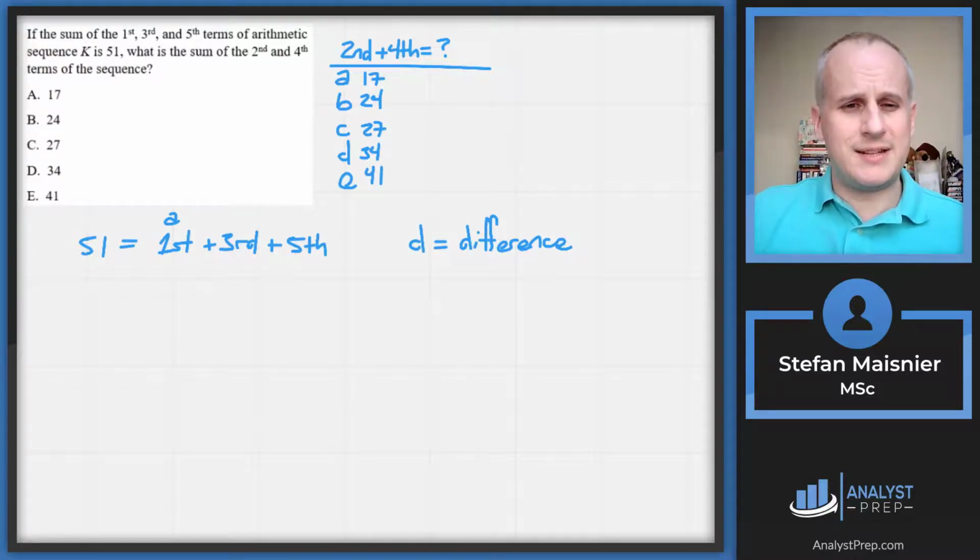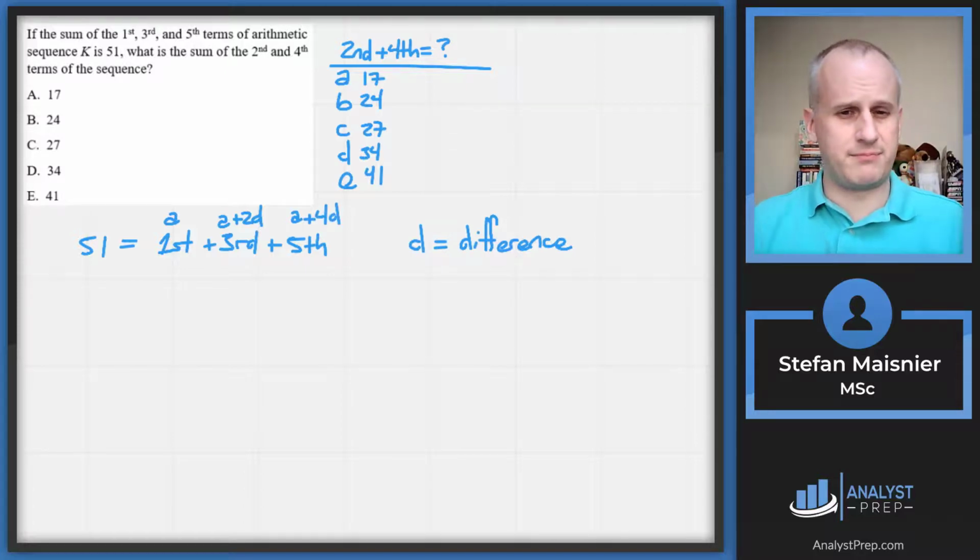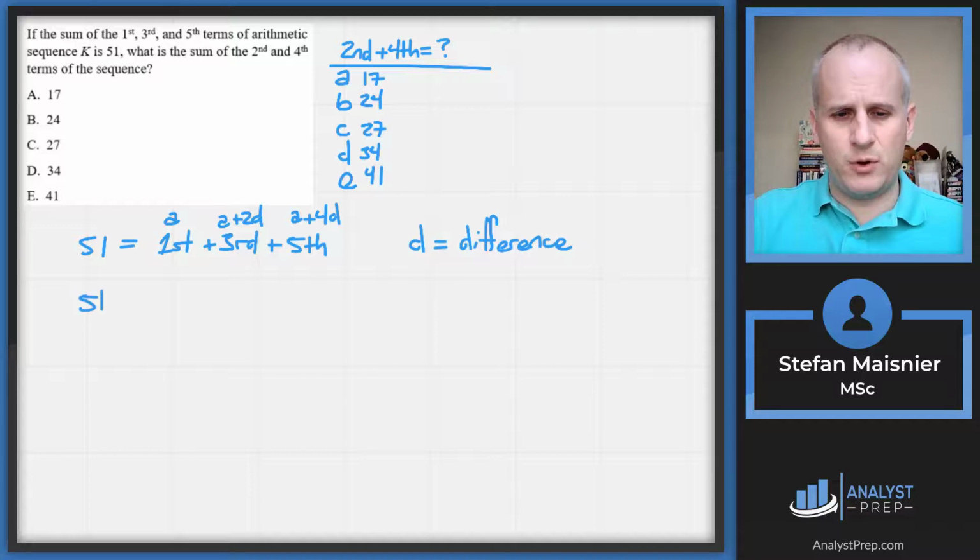So then to get to the third term, we're going to have A plus 2 times the difference, because you added the difference twice to get to the third term. And our fifth term is going to be A plus 4 times the difference, because again, that's how you get to the fifth term from that formula of n minus 1 times the difference. So that means that 51 is equal to A plus 2D plus A plus 4D.